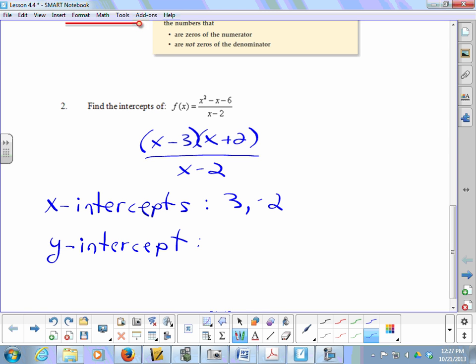Put 0 in for x. That means the first two parts in the numerator go away, right? They're 0. The x in the denominator is 0. So what's negative 6 divided by negative 2? 3. So to find the y-intercept, all you have to do is take the constants and divide them. Okay? The y-intercept is the quotient of the constants.